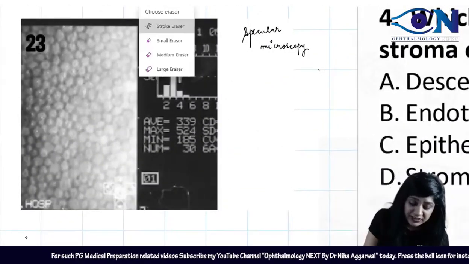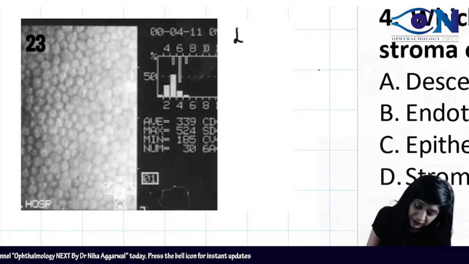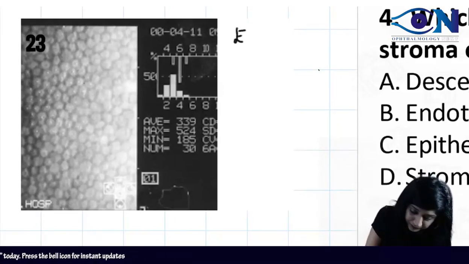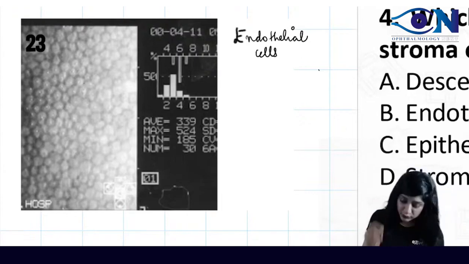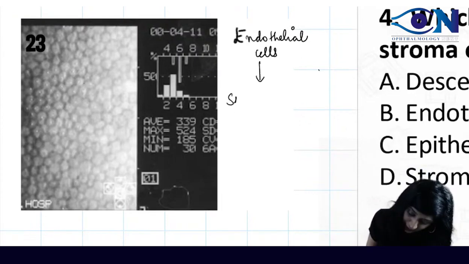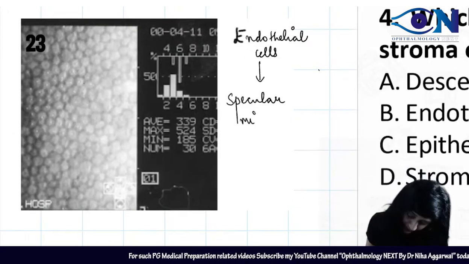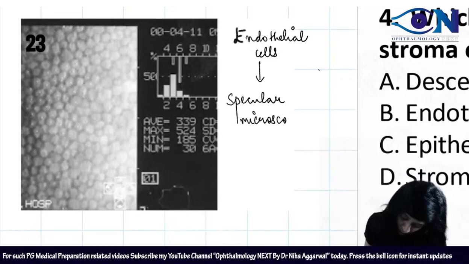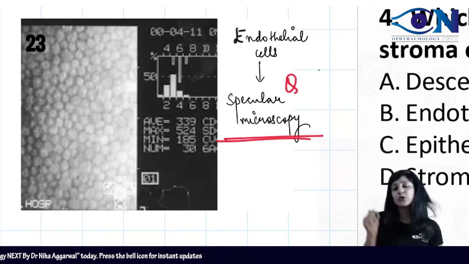So how can we see the endothelial cells? Whenever you want to see the endothelial cells, we do the specular. Another important question. Guys, please keep on remembering and noting. This is called specular microscopy. So, one important thing is your specular microscopy.